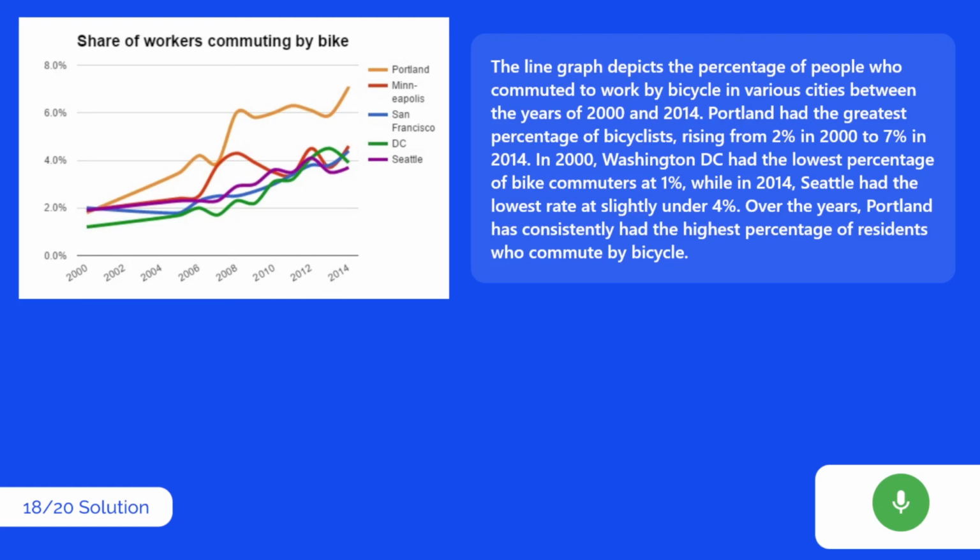In 2000, Washington, D.C. had the lowest percentage of bike commuters at 1%, while in 2014, Seattle had the lowest rate at slightly under 4%. Over the years, Portland has consistently had the highest percentage of residents who commute by bicycle.